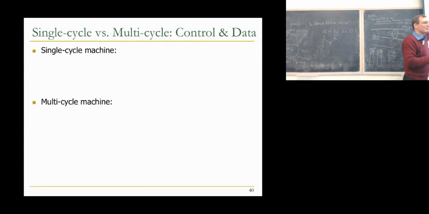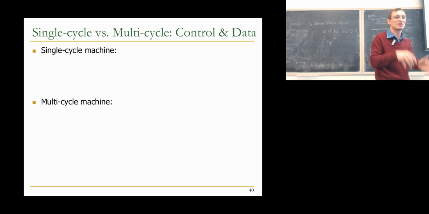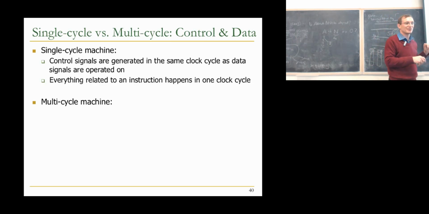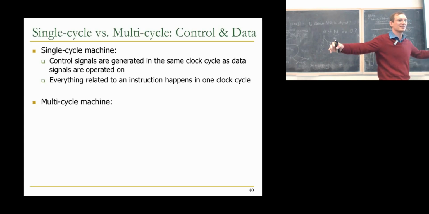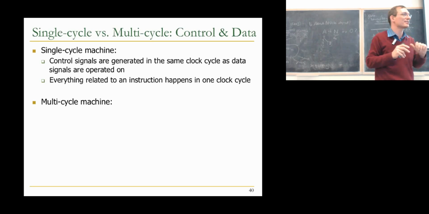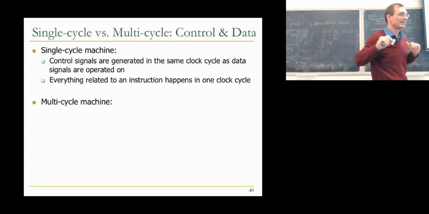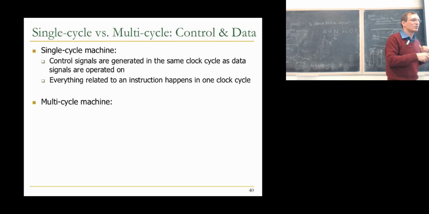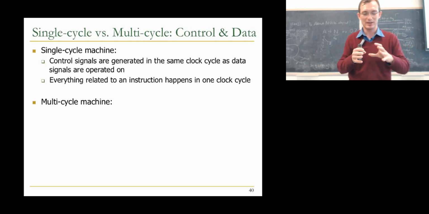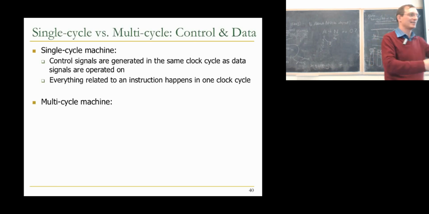In a single cycle machine, you necessarily need to generate the control signals in the same clock cycle as data signals are operated on, right? Because you have one long clock cycle. And everything related to an instruction happens in one clock cycle, which means that your clock cycle needs to be even longer than we previously thought maybe, right? Because you first need to generate the control signals, they need to stabilize, and after that your data path elements need to stabilize and move the data. It's actually not a good design. Usually, if you're designing a system, it's better to overlap control and data such that they happen in parallel rather than serially. Otherwise, you have long processing times.